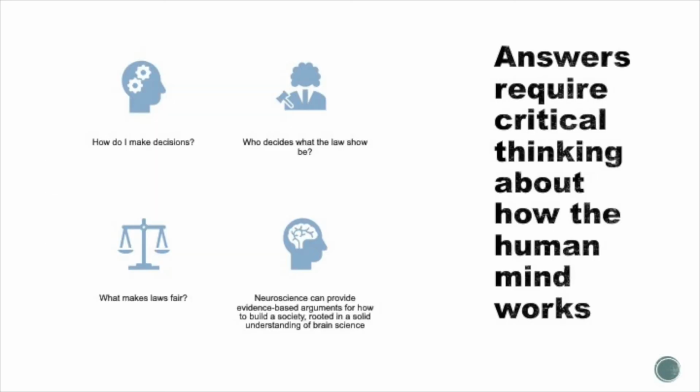There are many questions that we can ask about neuroscience in society. One of them is, how do I make decisions? Who decides what the law should be based on how people make these decisions? And what makes laws fair? Neuroscience can provide evidence-based arguments for how to build a society rooted in a solid understanding of brain science. These answers require really critical thinking about how the human mind works.